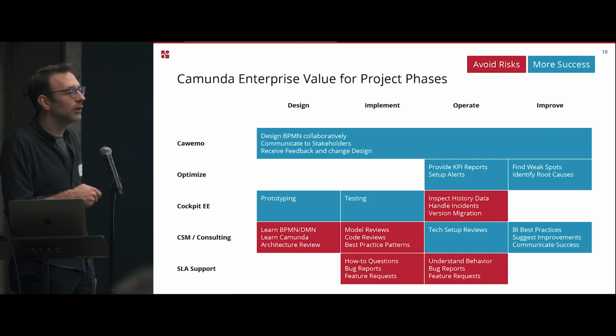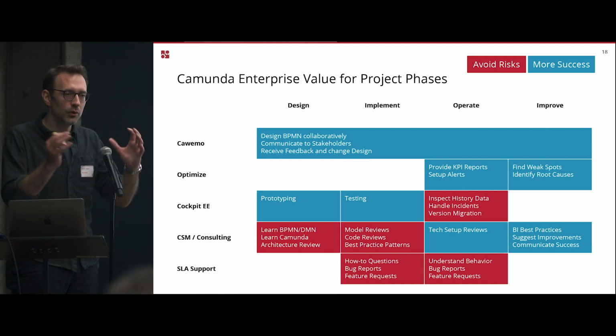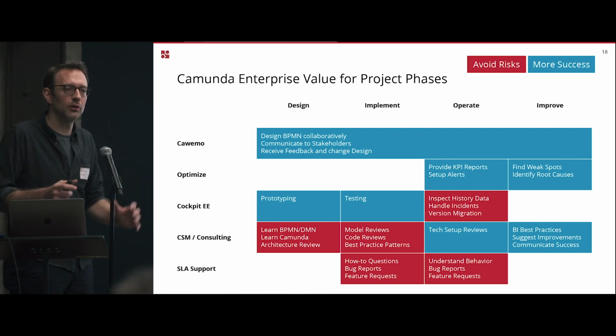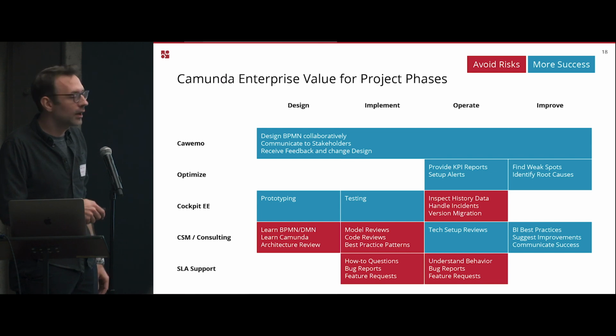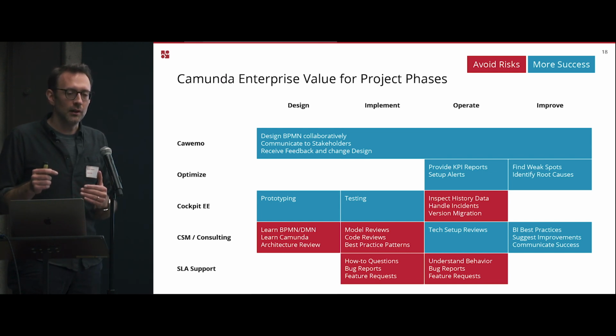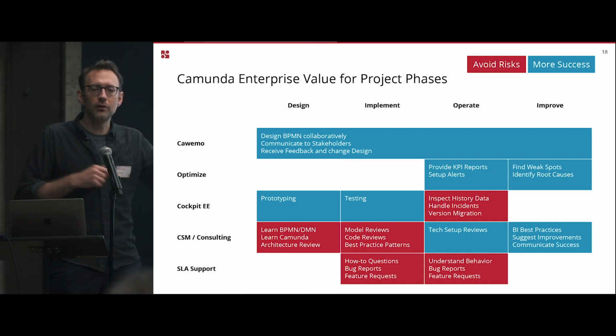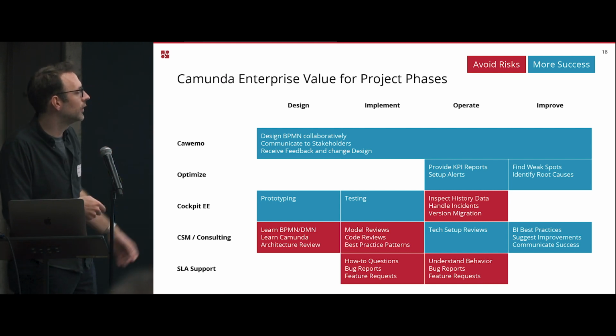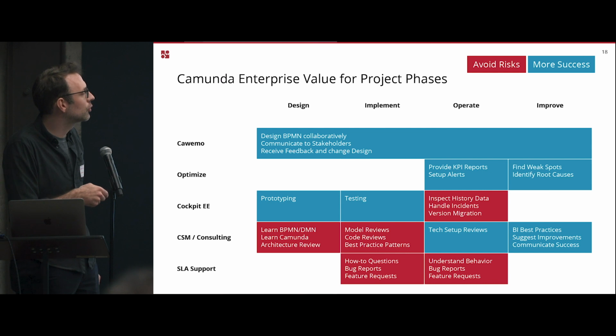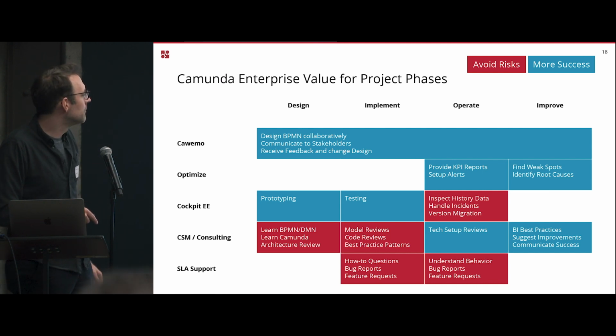Camunda Modeler is just something you want to have from the start because it really helps us to initially collaborate very closely when it comes to modeling the processes, keep everybody on the same page. But then as we progress, it really makes sure that the business side always sees when the developers have made small changes to the process. They would be able to see that in Modeler. So it's really helpful across all of these phases.